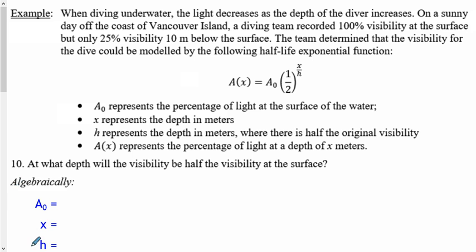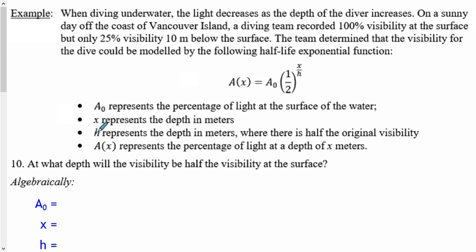So here in this equation, we are told what each term represents. So this A sub 0, sometimes called A naught, is the percentage of light at the surface of the water. So we'd say that's an initial amount, an amount at time, or in this case, depth, 0. So when x is 0, the amount of light will be this number in front. So it corresponds really to the y-intercept if we were to graph. X in this case is a depth in meters. So that's what the x value represents.